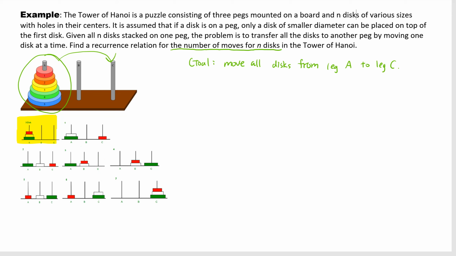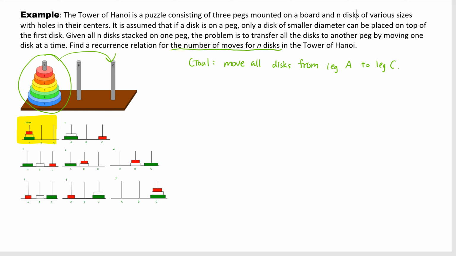Okay, and then remember we cannot move the red disc directly to C because we want to place the white disc first. So we want to move away the red disc to leg A, and then we can move the white disc to leg C, and then finally we can move the red disc to leg C. So here it requires 7 moves.